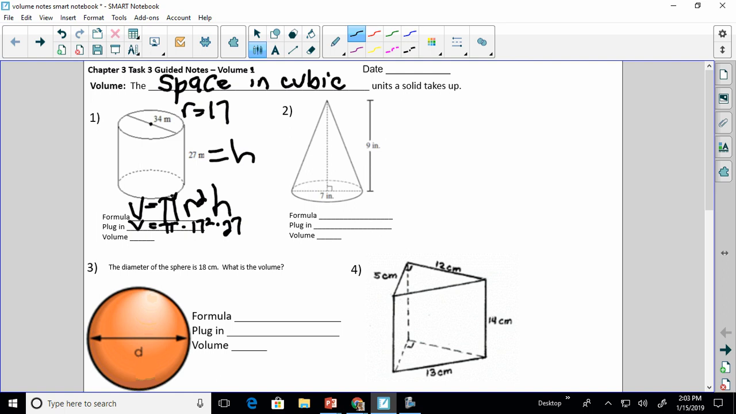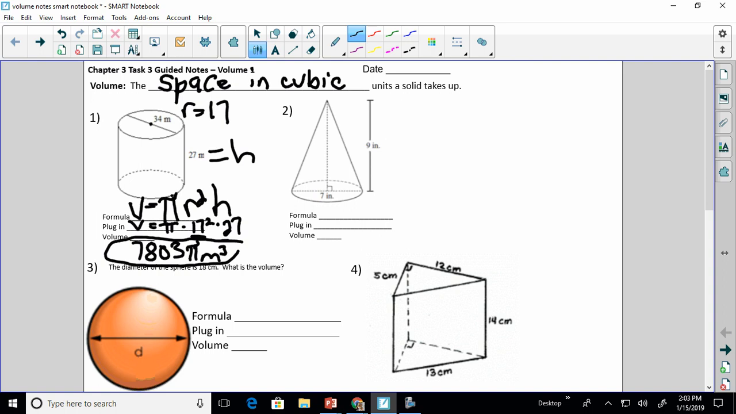In your calculator, you need to do everything here except the pi. So you need to do 17 squared times 27. In my own calculator, that is 7,803. Like I said, you didn't do the pi. We're going to leave our answer in terms of pi, so it's 7,803 pi, and the unit is cubic meters. So that's our answer for that cylinder.